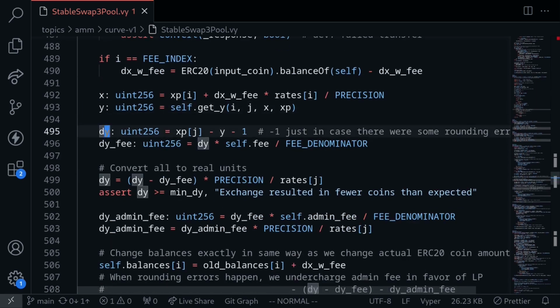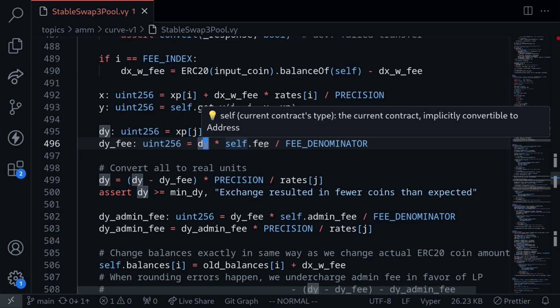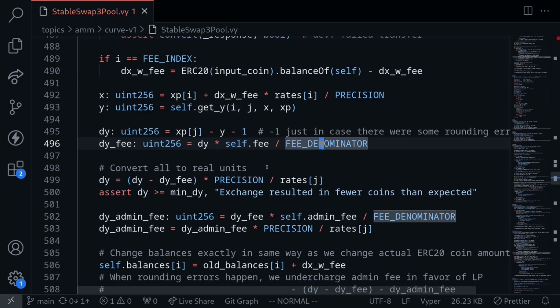dy will be equal to the current normalized balance of token out minus the new balance of token out. And for a rounding error, it also does a minus 1. The difference, dy, is the amount of token that will go out. From the amount of token that will go out, the fee is calculated. This is called dy fee. And it's a simple calculation. Take the amount that is going out and then multiply by some ratio, fee divided by fee denominator.